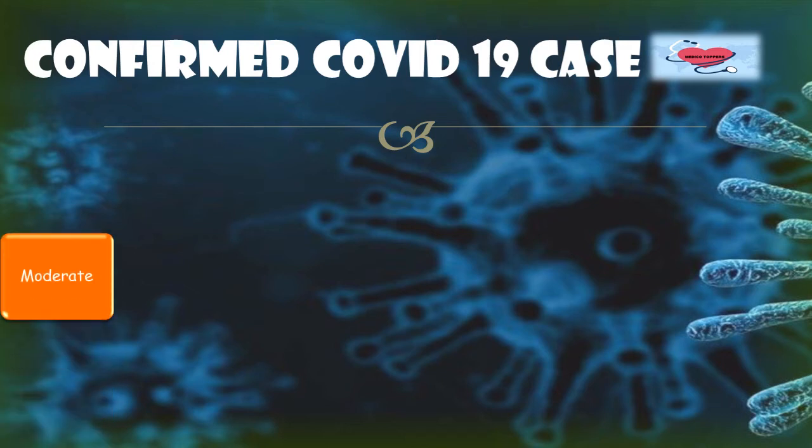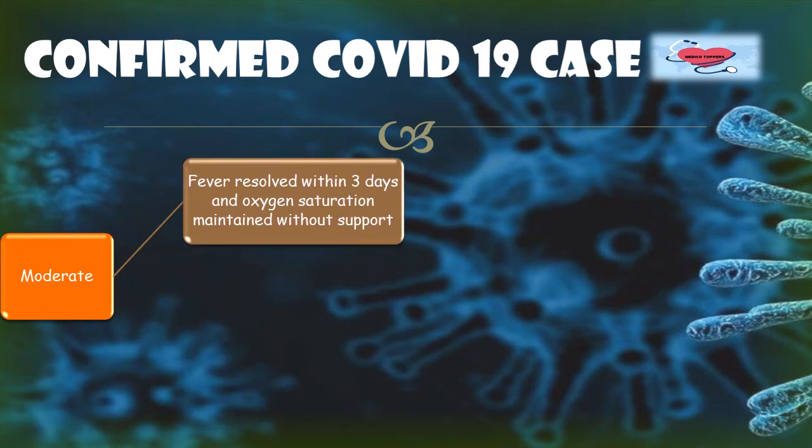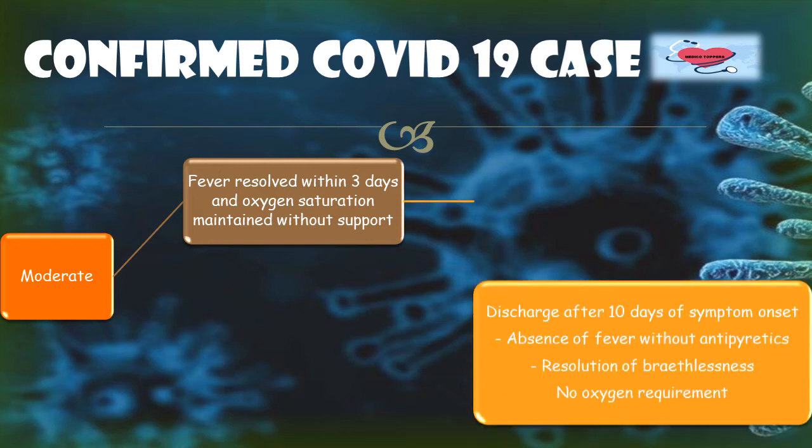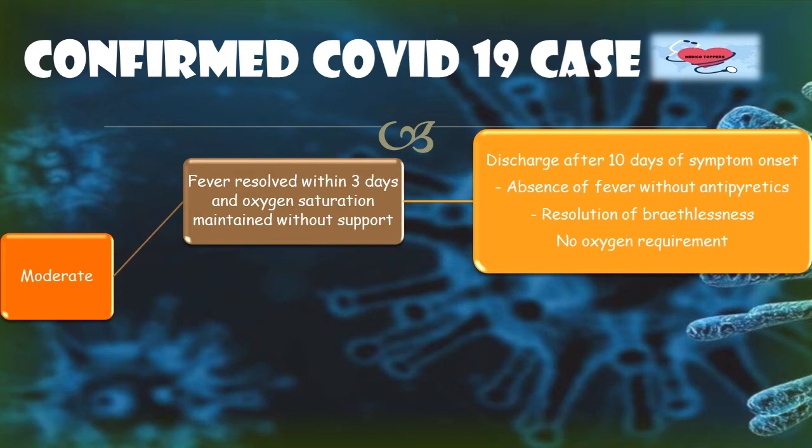Then in case of moderate cases, there are two. First one, fever resolved within 3 days and oxygen saturation maintained without support. If the patient is like this, then the discharge can be after 10 days of symptom onset, absence of fever without antipyretics, resolution of breathlessness and no oxygen requirement.